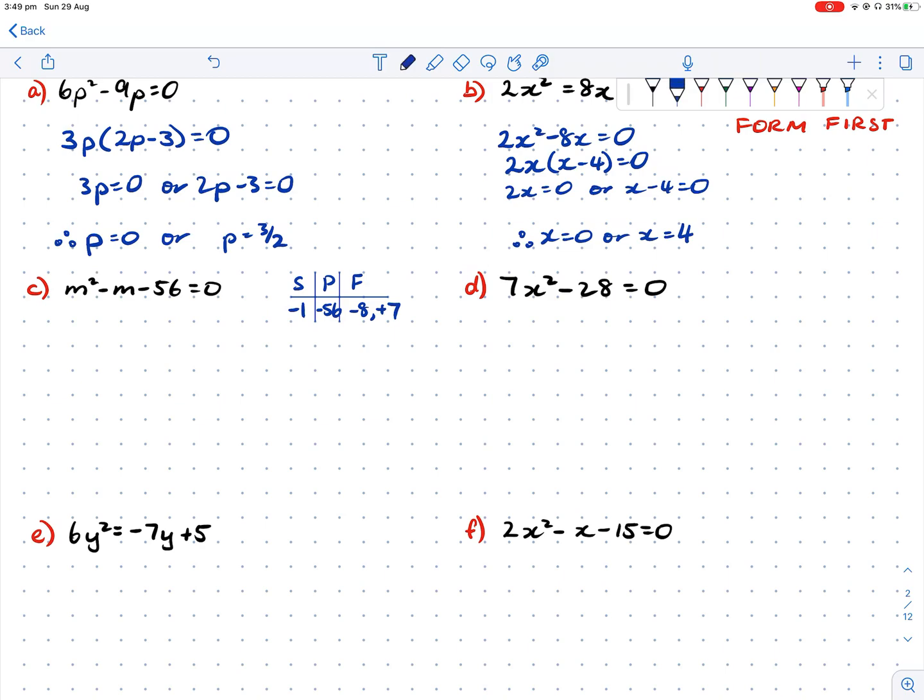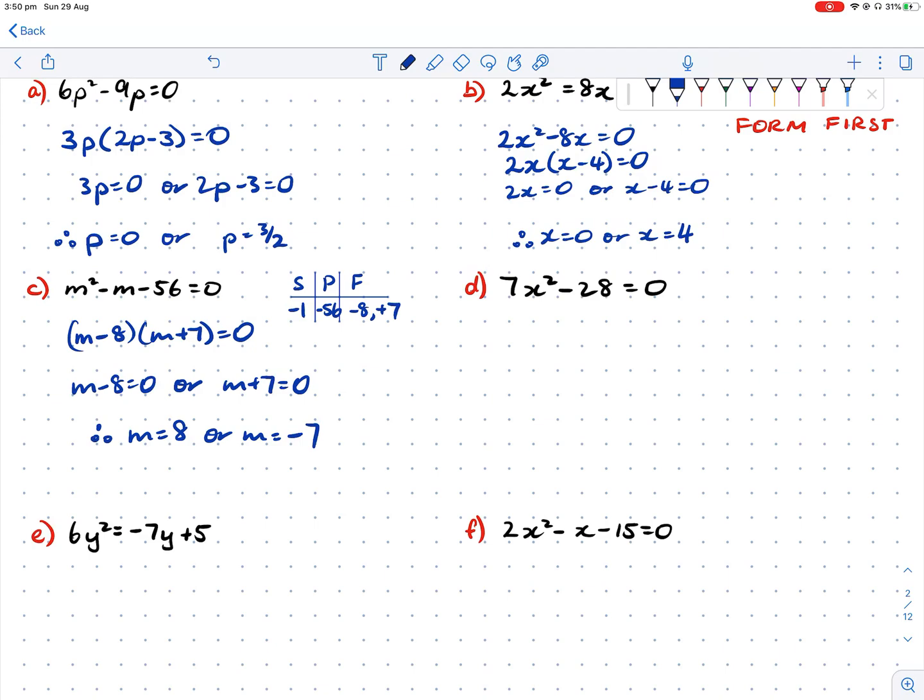Now remember, this one's a monic trinomial, so we can use a shortcut. So we can just go m minus 8, m plus 7 equals 0, and you can see we're multiplying two brackets together. So now we've got m minus 8 equals 0, or m plus 7 equals 0. So then your solution, if m minus 8 is 0, then m is equal to +8, or m is equal to -7. Those are your two solutions.